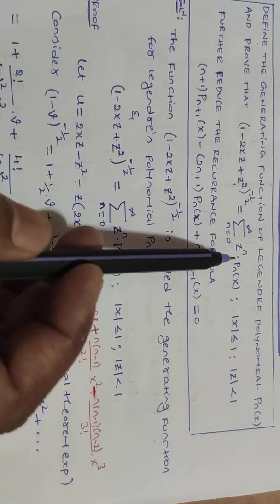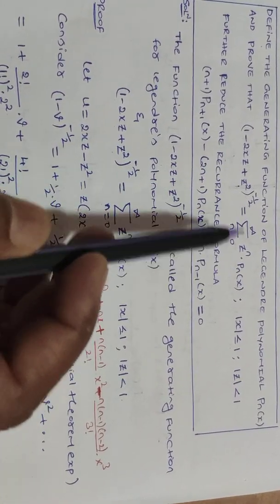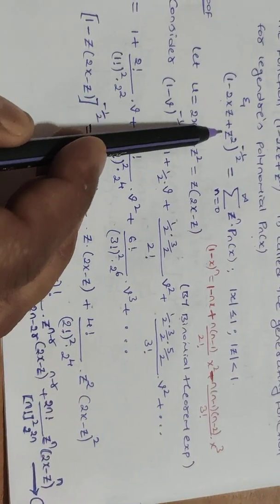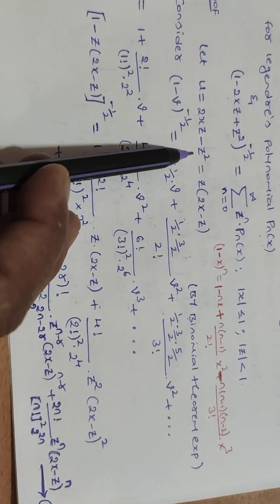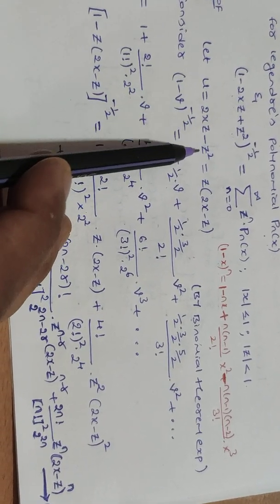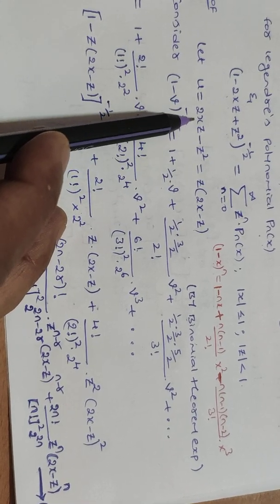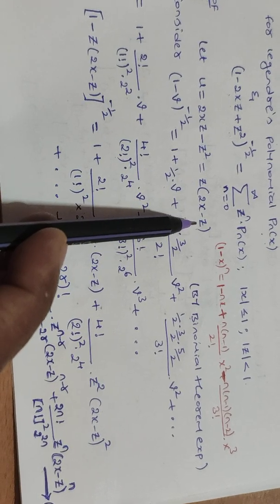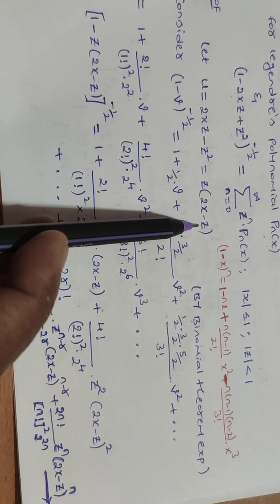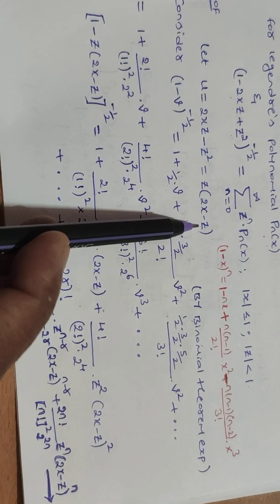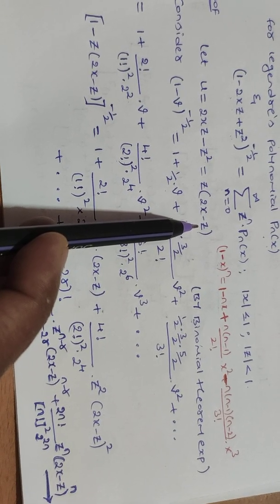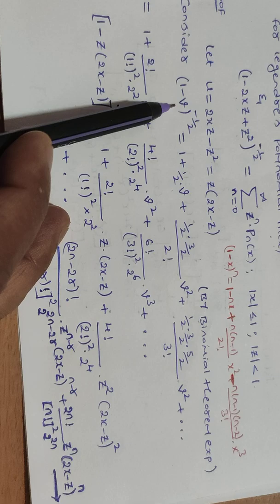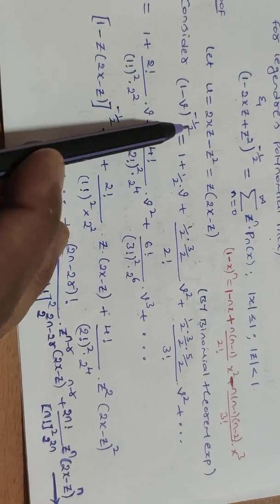So let us prove the generating function. We assume u as 2xz minus z square. Therefore let u is equal to 2xz minus z square. Taking z as common factor, we observe z into (2x minus z). Replacing the value here, consider (1 minus u) to the power minus half.